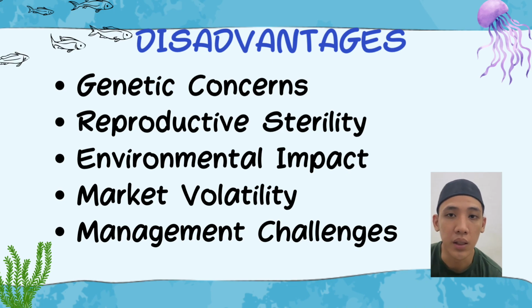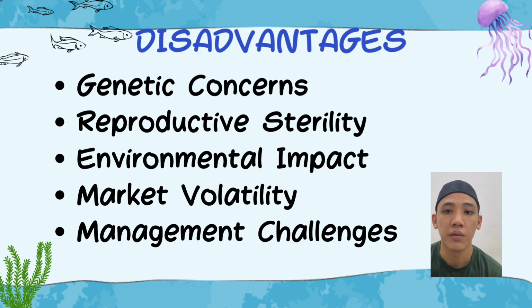And the next one is environmental impact. The release of the hybrid grouper into the wild can have unintended consequences on the local ecosystem, and it can also affect the abundance and distribution of native species, potentially leading to negative ecological impact.